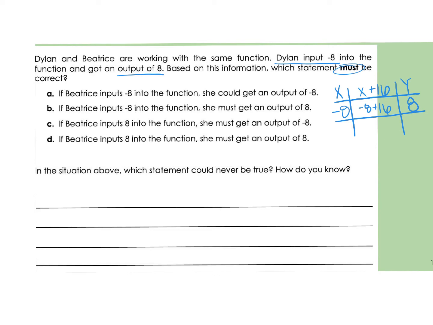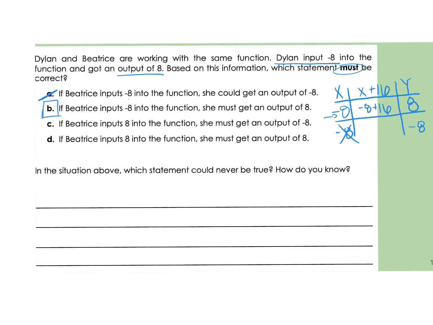If Beatrice puts negative 8 into the function, she could get an output of negative 8. So for this to be a function, can I have this? No, I cannot have X values repeating, so that can't work. If she puts negative 8 into the function, she must get 8. Yes, this has to stay the same. Can't change it. Negative 8 can't have any other output.